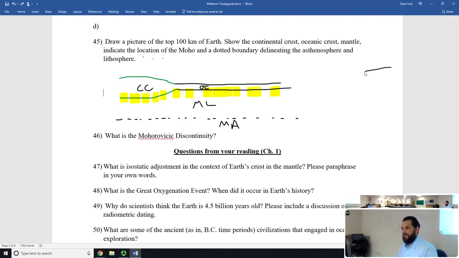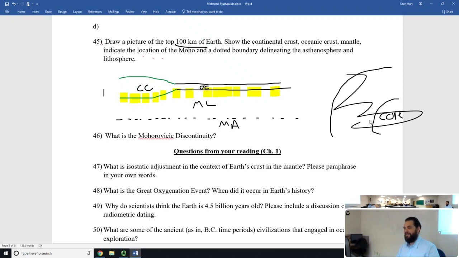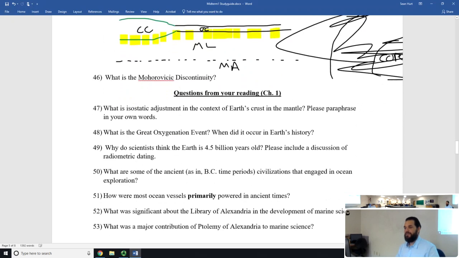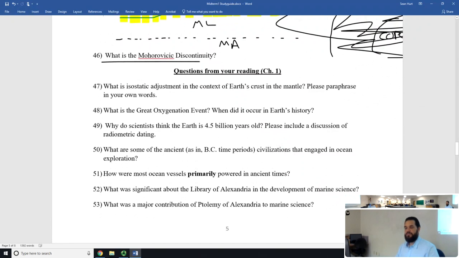Do not draw this. So many people draw this, like the core. What's the problem with that? If you do that, you're showing 6,400 kilometers of Earth. I'm just asking you for the top 100. So that's not right, so don't do that. Bad. Scribble that all out. All right, the MOHO is the boundary between the crust and the mantle.